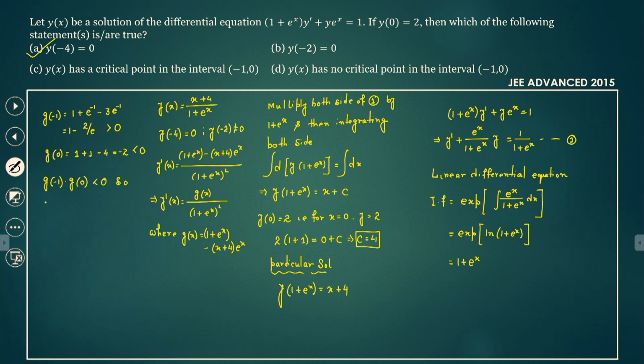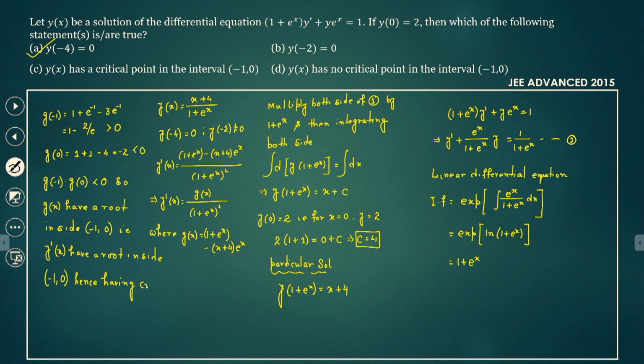So the function g(x) has a root inside the interval -1 to 0. That is, y dash x has a zero or root inside the same interval -1 to 0, hence having a critical point. So this is the point we have to apply to get that done. So therefore option C is correct.